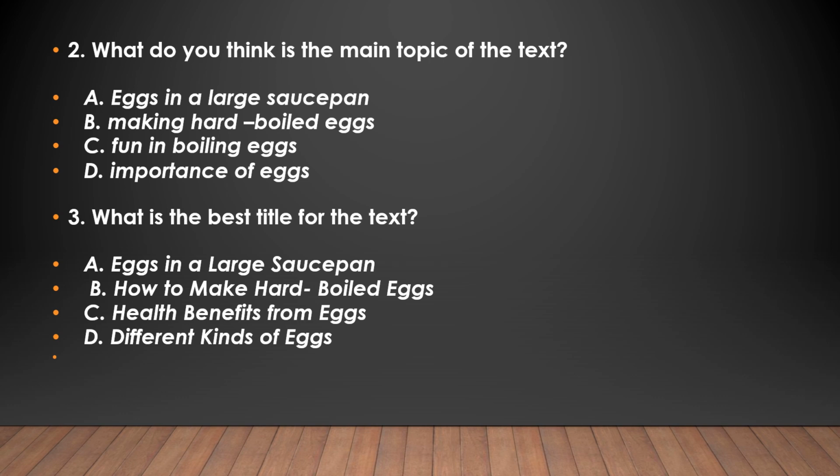Number 3. What is the best title for the text? A. Eggs in a large saucepan. B. How to make hard-boiled eggs. C. Health benefits from eggs. D. Different kinds of eggs.